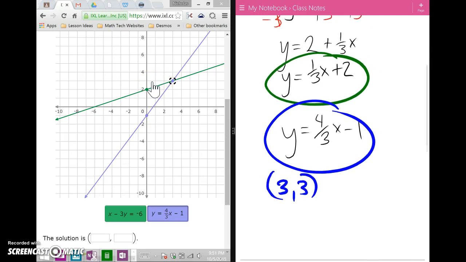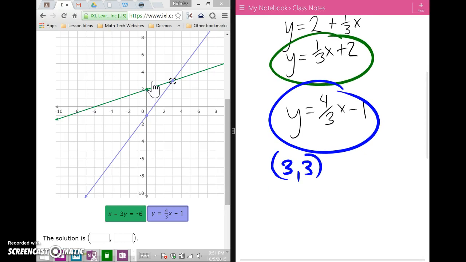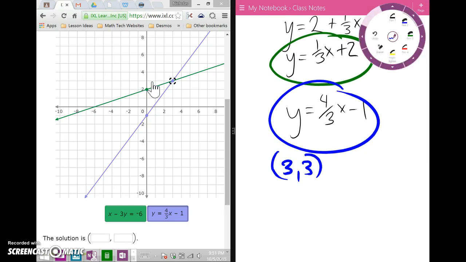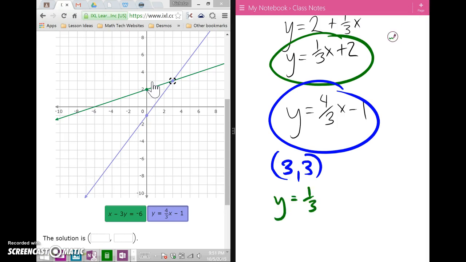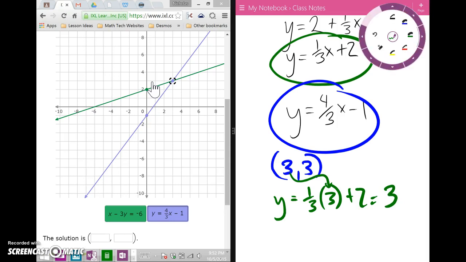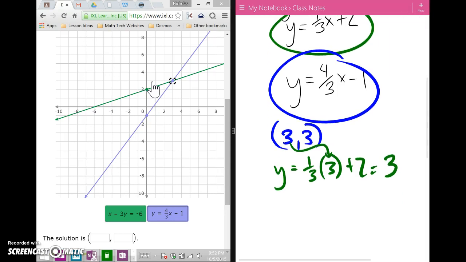Well, let's check. Let's enter this number, 3, back into our equations. So let's plug it into the first one. The first one, let me go ahead and do it in green, is y equals 1/3 times x plus 2. So let's plug in the 3. 1/3 times 3 is just 1, plus 2 is 3. Is that right? Yep. So let's check the second one, because it's got to be true for both of them.